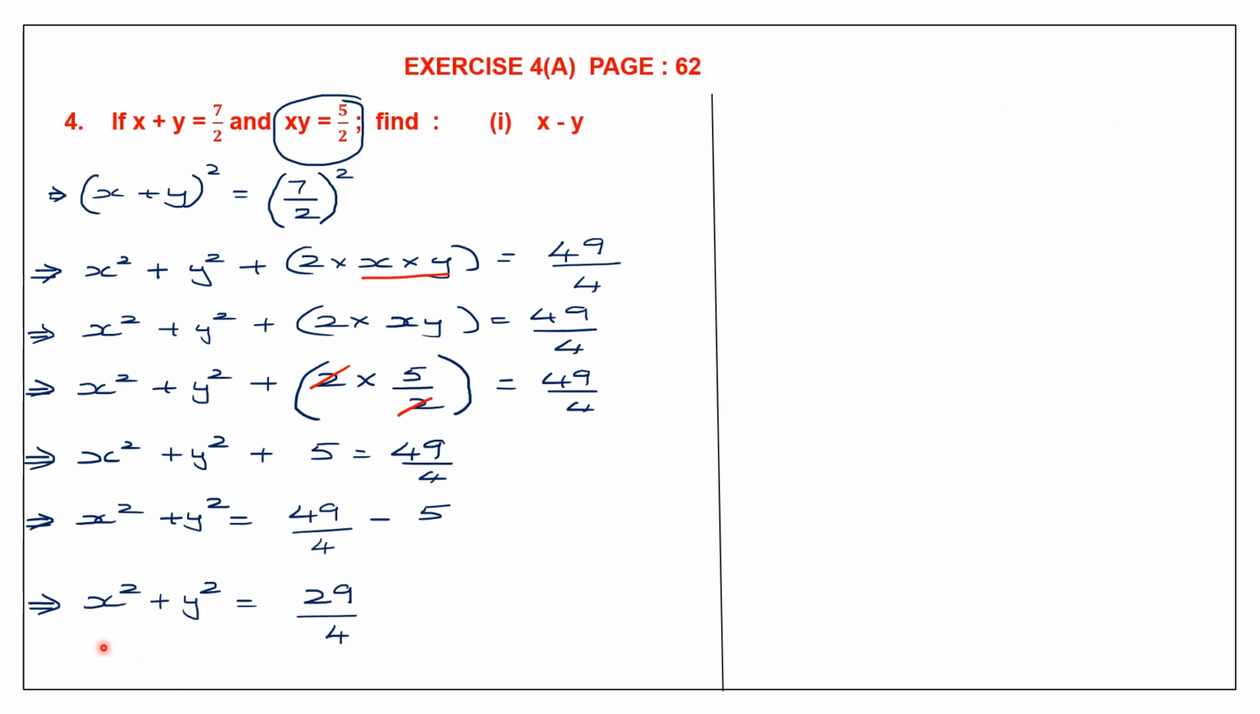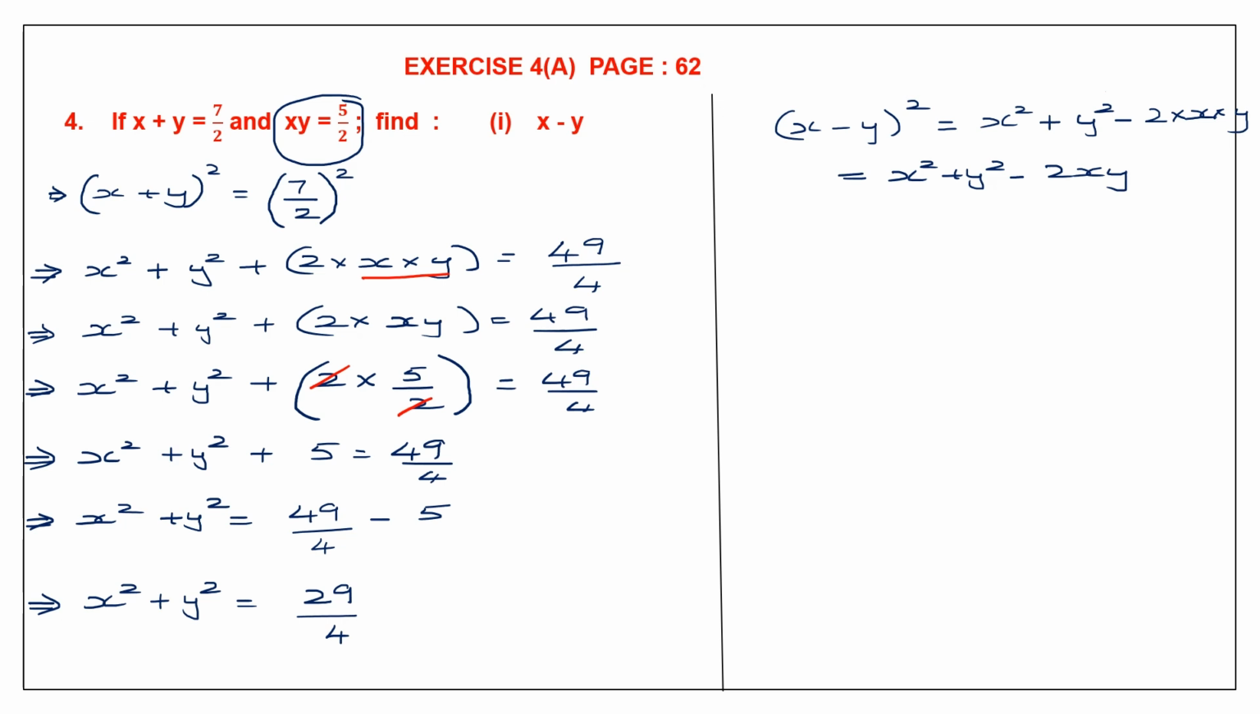Now that we have x square plus y square equals 29 by 4, we're going to go back to this question here, x minus y. So let's take that. X minus y. Now let's square this. When we square this, this is in the form of a minus b the whole square, which is a square plus b square minus 2ab. So a square is x square plus b square, which is y square, plus, since it's minus here, minus 2ab, 2 into x into y. So this will be x square plus y square minus 2xy.